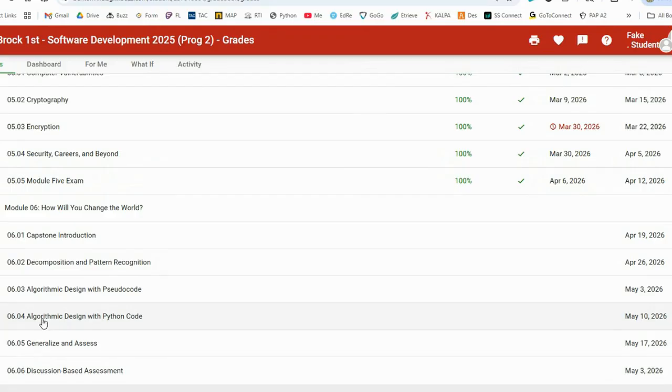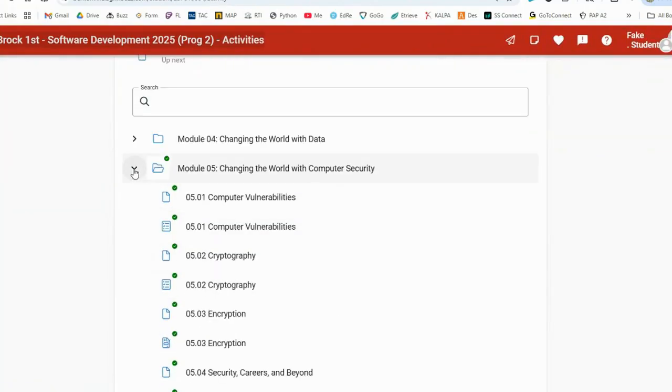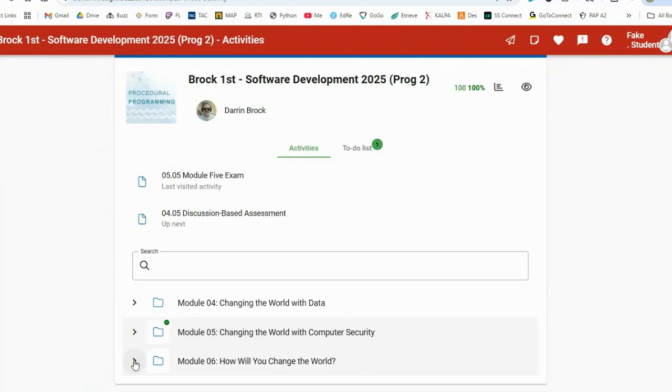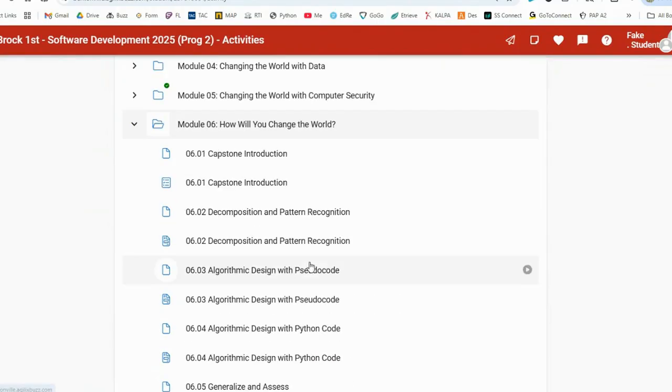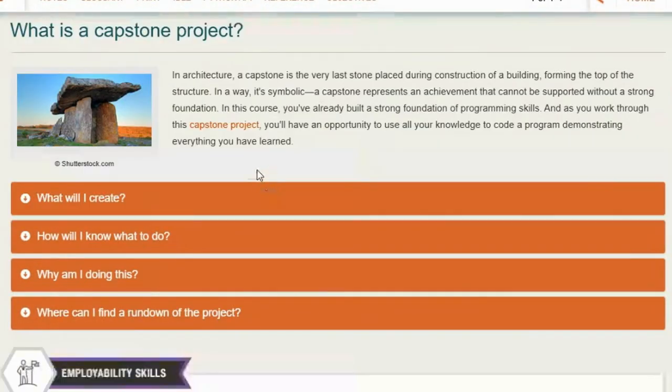The May 10th will be your last lesson, algorithmic design with Python code. Woohoo! Almost there. So let's go take a look at what module. So we can close module 5, open up module 6, and let's look at this capstone introduction. A lot of times, especially in college level courses, you wrap up with a capstone project. What is a capstone project?